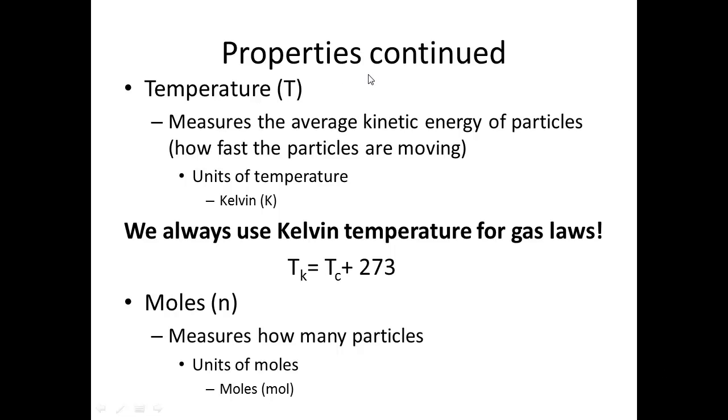All right, temperature. Now, this is a new way we're going to think about temperature. Temperature measures the average kinetic energy of particles. We talked a little bit about that when we talked about heat and energy. Effectively, an average of how fast the particles are moving. And we use temperature Kelvin for gas laws. We know that formula. Temperature Kelvin is 273 more than the temperature Celsius.